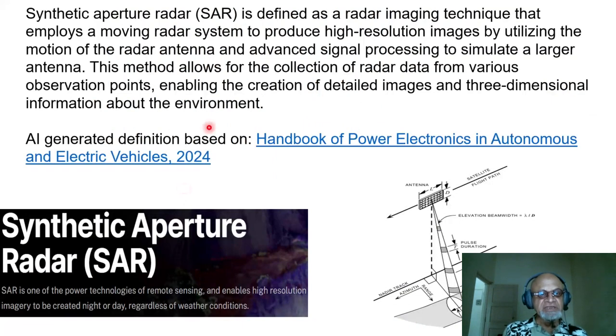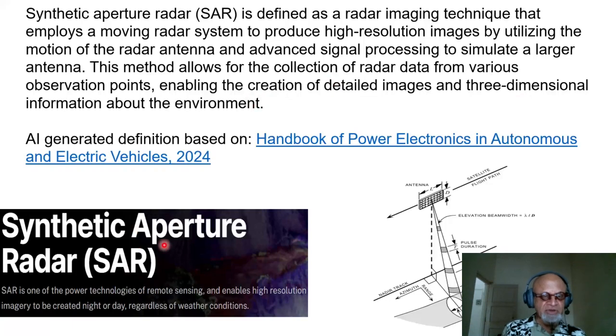What's the definition? This is AI generated, based on the Handbook of Power Electronics in Autonomous and Electric Vehicles from Elsevier. Synthetic aperture radar is defined as a radar imaging technique that employs a moving radar system to produce high-resolution images by utilizing the motion of the radar antenna and advanced signal processing to simulate a larger antenna. This method allows for the collection of radar data from various observation points, enabling the creation of detailed images and three-dimensional information about the environment.